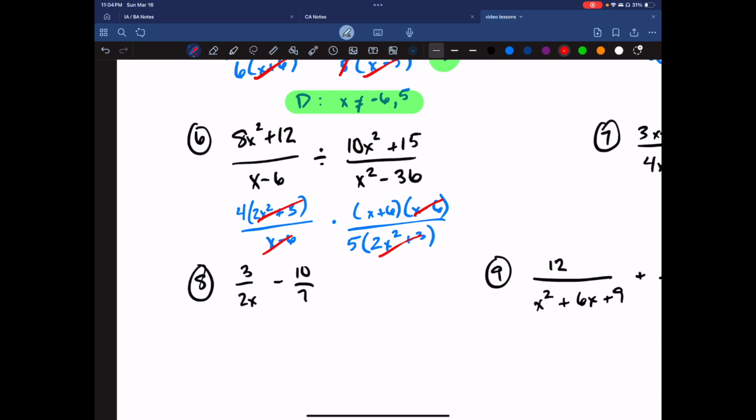Okay. And that's going to leave me with a 4x plus 6 over 5. So that's the simplified rational expression. You have to go back to your original, figure out your domain. Once we factor the x squared minus 36, we have plus 6 and a minus 6. So x cannot be -6 or 6.